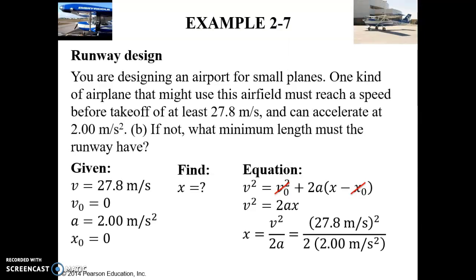Then plug and chug to get 193 meters. So the runway must be at least 193 meters for this small airplane to have enough speed for takeoff. Again, take a look at how the units cancel out so that we're just left with meters.